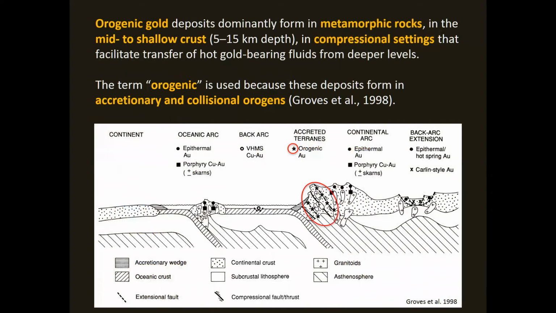So orogenic gold is a deposit which is formed in metamorphic rocks. We are in a subduction zone environment, in the accretionary wedge, so to speak. We are at mid to shallow crustal levels. Most deposits formed at around 5 to 15 kilometers depth. And we have a compressional structural stress regime. So the term orogenic actually reflects the accretionary and collisional orogenic settings for this deposit.